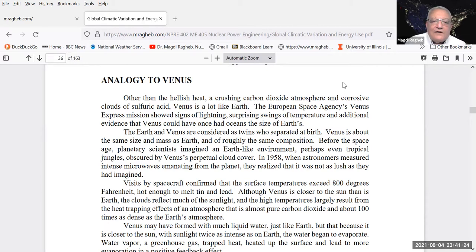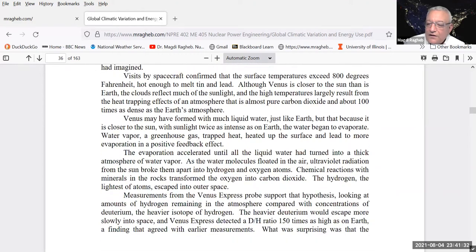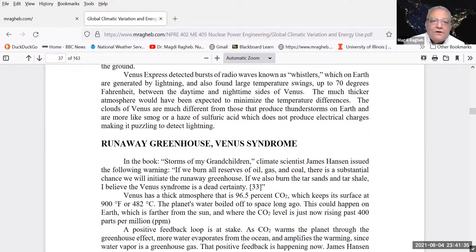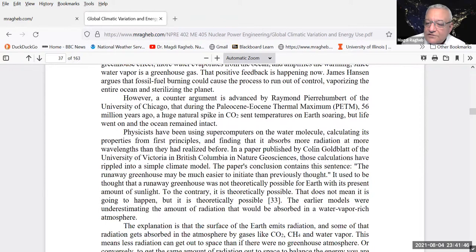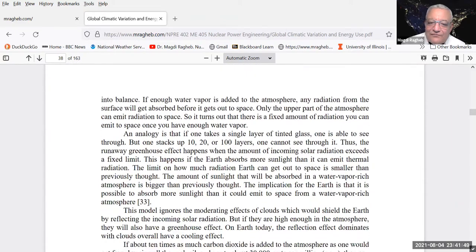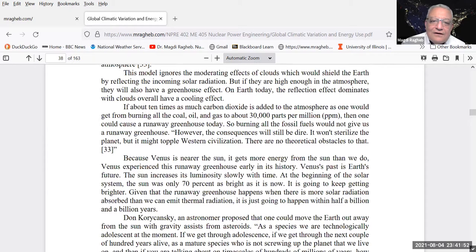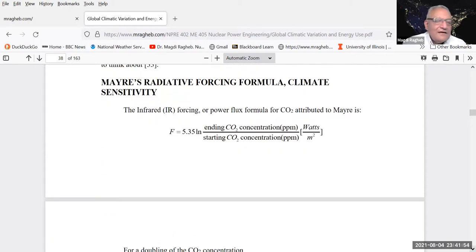There is an analogy, as I said, to the planet Venus. We can learn more about what can happen to Earth. We can get a runaway greenhouse effect if we do not control the emissions that change the composition of our atmosphere. So the Earth can become like Venus, where the Russians sent a probe that landed on Venus and operated only for a few hours and then melted out. The temperature on the surface of Venus would melt lead.